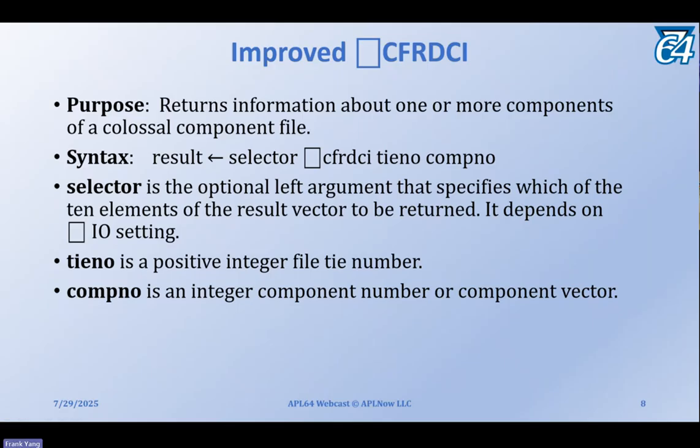The second improvement also came from a user's suggestion. The APL+Win ⎕CF RDCI function can only return information about one component each time. The improved ⎕CF RDCI function can now accept an integer component number or a component vector. The optional left argument provides flexibility in choosing which of the 10 elements of the result vector to return.